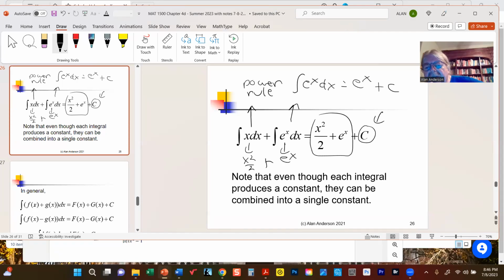Just to keep things simple, because you can gather up all the constants you want, but you're still going to wind up with a constant. And since we don't know what its value is, we can just add one at the end, and that's enough.